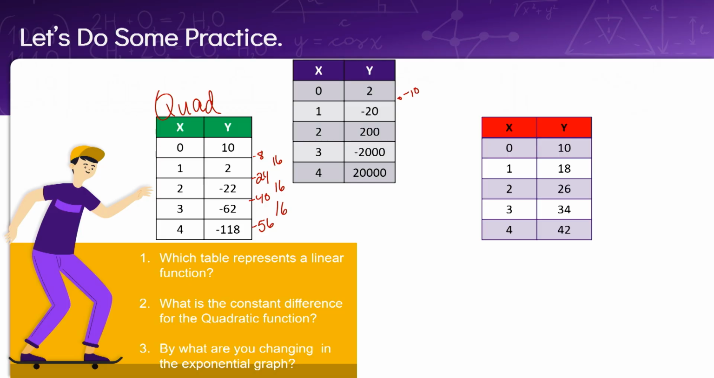If I take negative 20 and negative 10, I get a positive 200, so I'm multiplying by negative 10. If I take 200 and multiply it by negative 10, I do get a negative 2,000. And then if I take the negative 2,000 and multiply by negative 10, I do get a positive 20,000. So yes, this is an exponential equation.